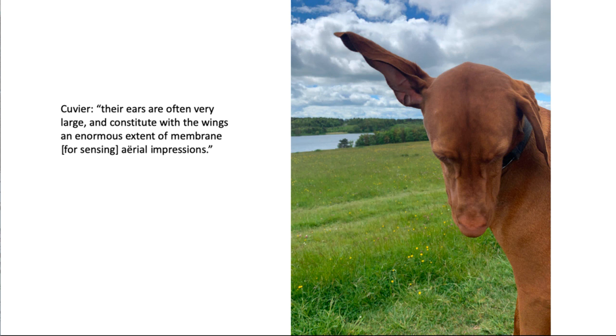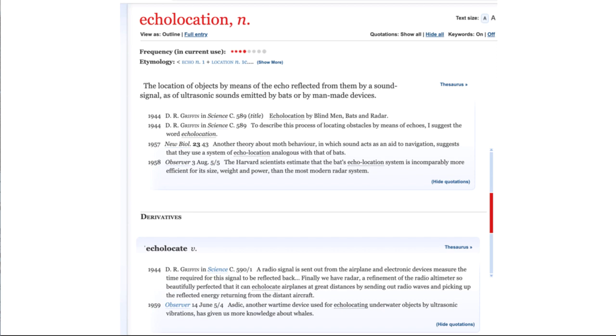The ears are often very large and constitute with the wings an enormous extent of membrane for sensing aerial impressions. It's like a huge sheet of paper on a printing press. Notice when the word echolocation comes into existence, it's in 1944, defined by Griffin in the title of his article, Echolocation by Blind Men, Bats, and Radar. That's when he's conveying the results of his experiments.